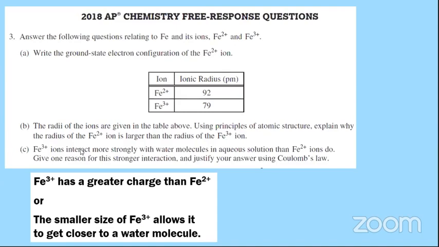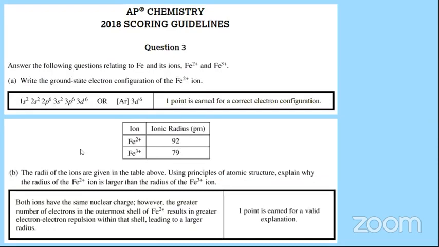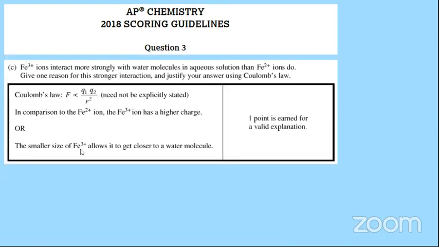So before we get started, I'll just go ahead and show you the scoring guidelines for this particular question from the 2018 AP Chemistry exam. So there was the official answer to part A, either the long form or the noble gas abbreviated form of the electron configuration. In part B, talking about greater electron-electron repulsion for the Fe2+, leading to a larger radius. And then either mentioning the higher magnitude of charge or the smaller size. Note, you did not actually have to explicitly state Coulomb's law in order to earn the point for that question. All right, so now let's move into our lesson.